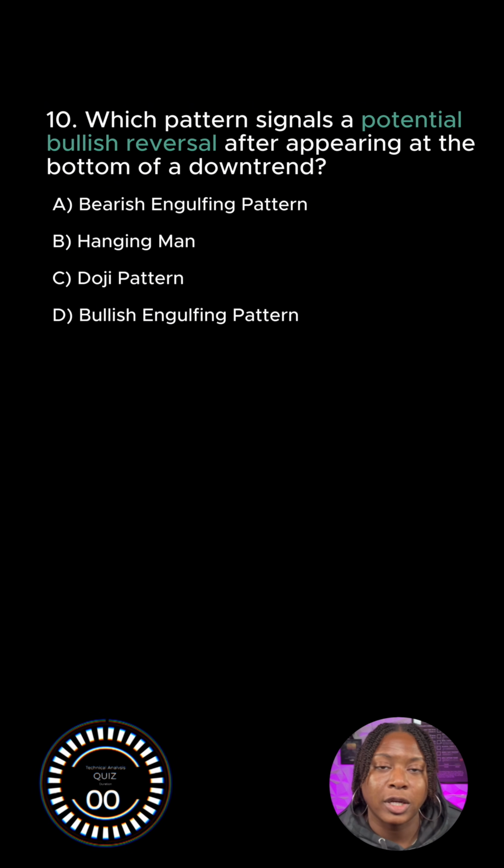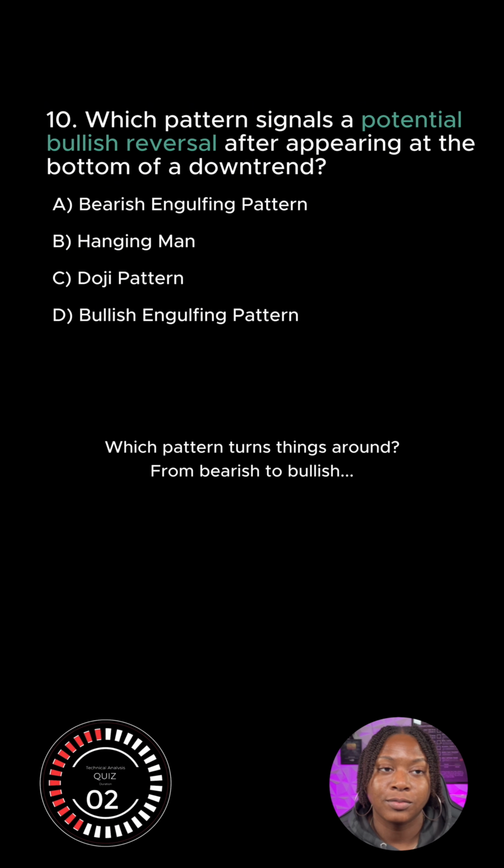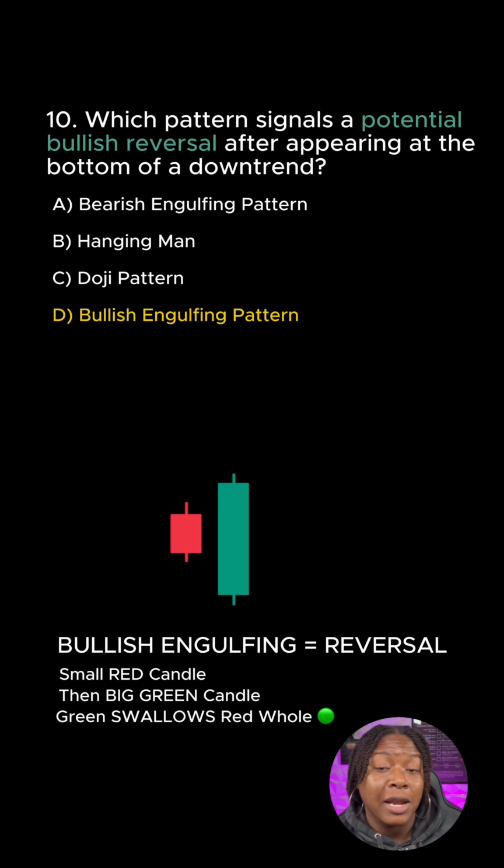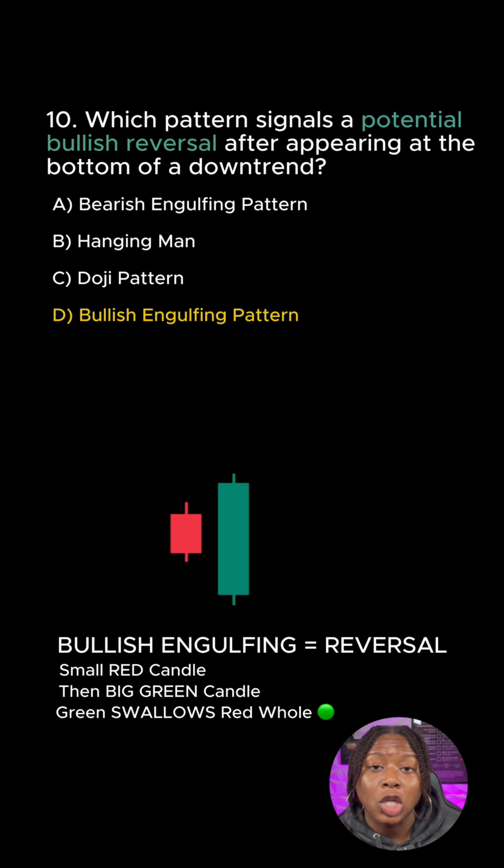Which one of these patterns would signal a bullish reversal if you saw it at the bottom of a downtrend? A bullish engulfing pattern signals a bullish reversal after you see it at the bottom of a downtrend. So you're going to see a large bullish candle that completely engulfs the previous small bearish candle. So that shows that buying momentum is starting to take over the selling pressure.